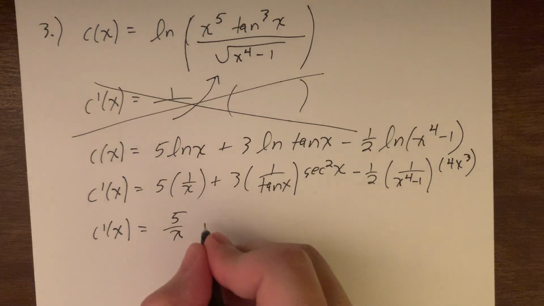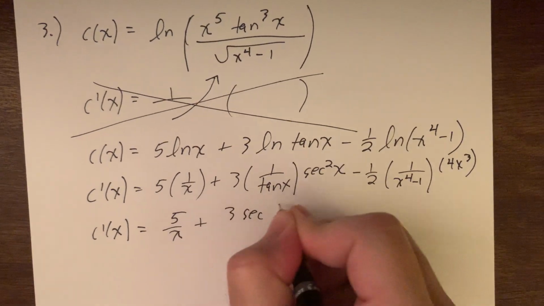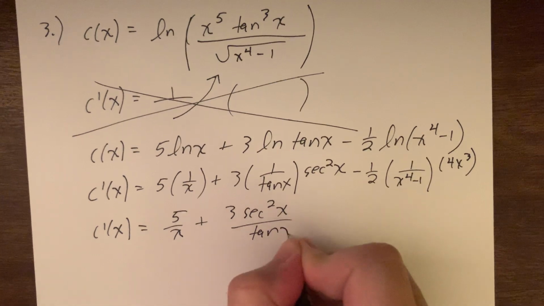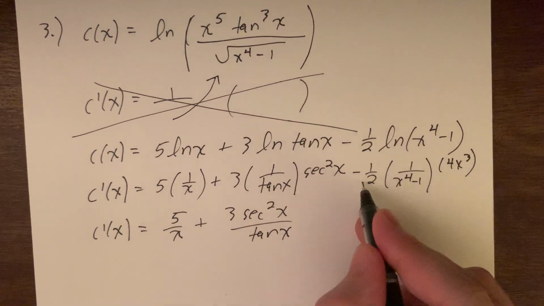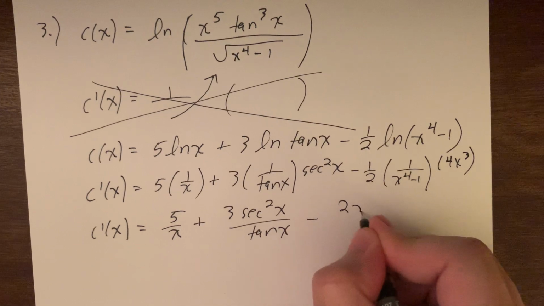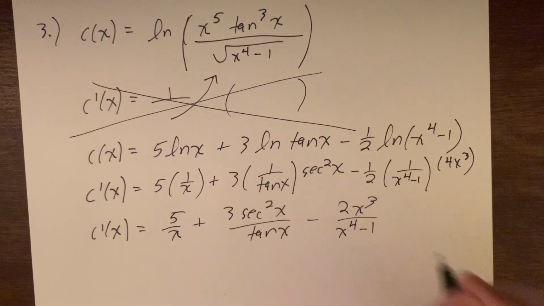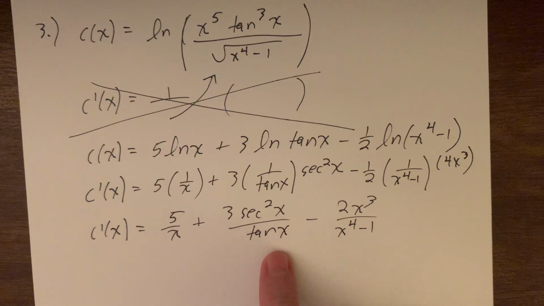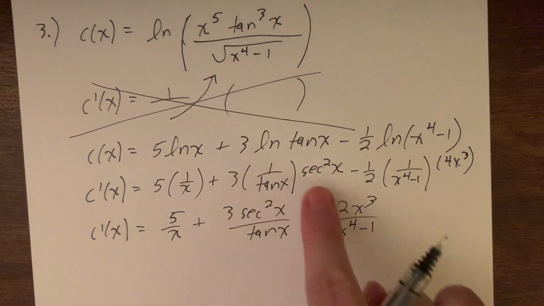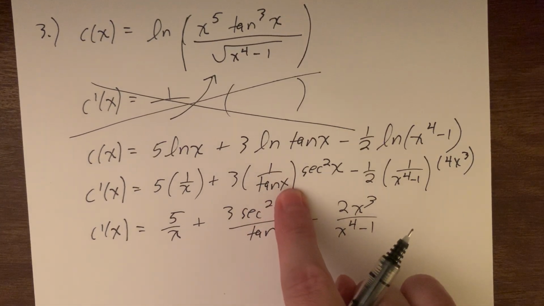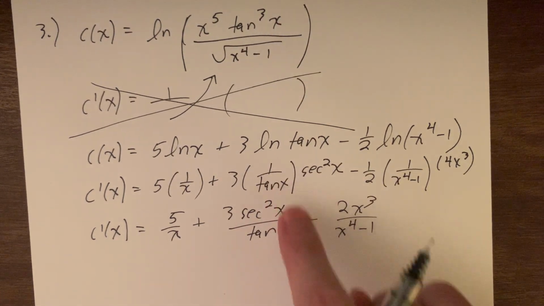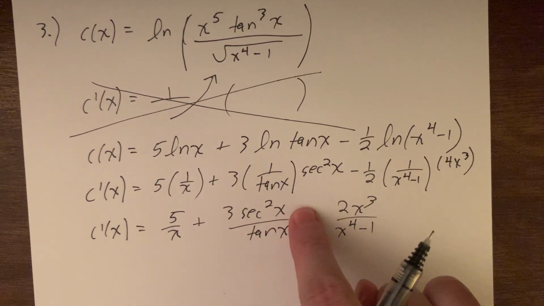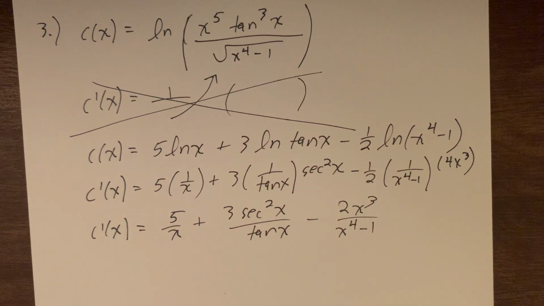That becomes 5 over x. Here, I'm just going to write this as 3 secant squared over tangent. Here, I'll take advantage: the 4 and the 1/2 can simplify, so I'd have minus 2x cubed over x to the 4th minus 1. Some people might play some more games here. Tangent is sine over cosine, so 1 over tangent is cotangent. That's one little trick right here, that's a cotangent. Again, little things like that are your choice. With the trig functions, you do have the ability to make some slight manipulations.